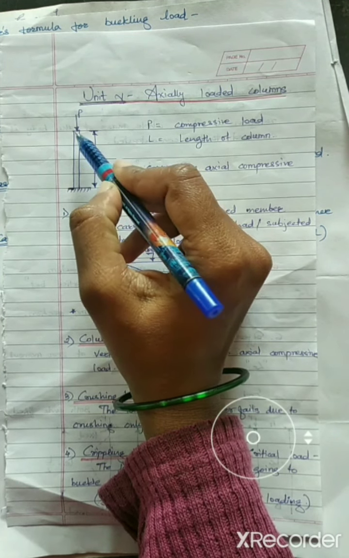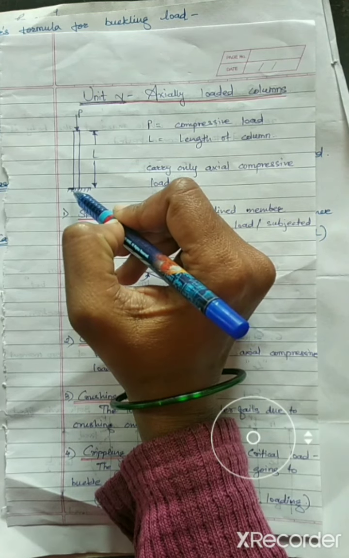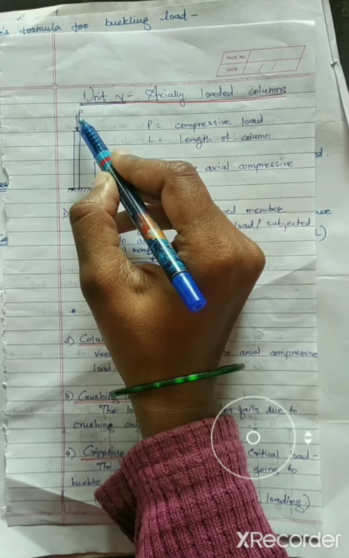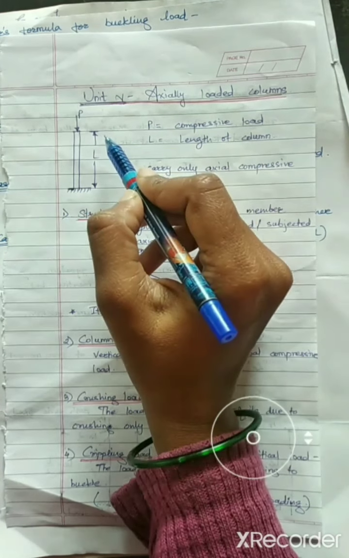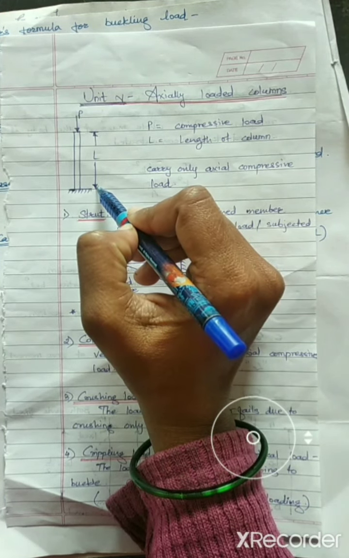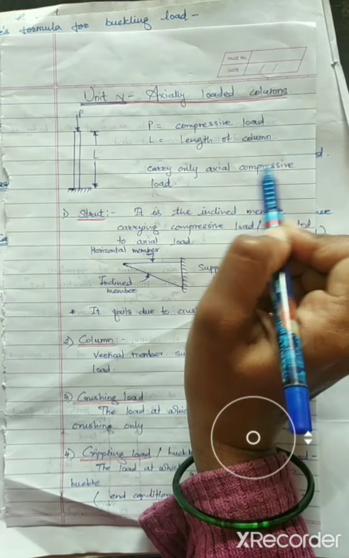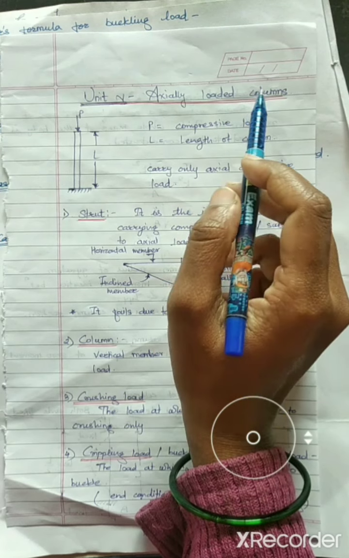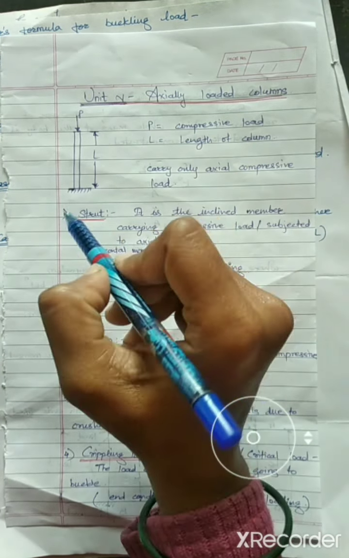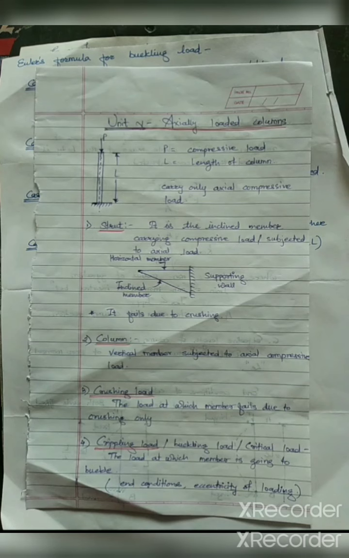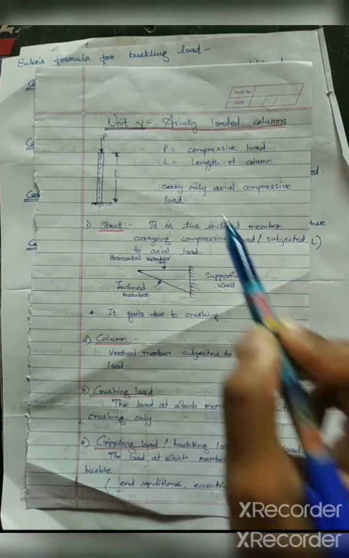Suppose this one is the column, this one is the length of that column, one end is fixed, and over this a compressive load P is acting. P is nothing but the compressive load and L is nothing but the length of the column. So a column is a member which carries only axial compressive load. It is a vertical member which carries only axial compressive load.